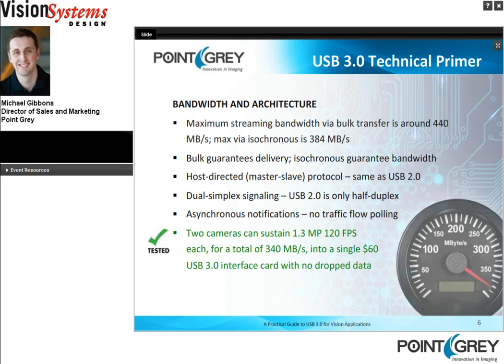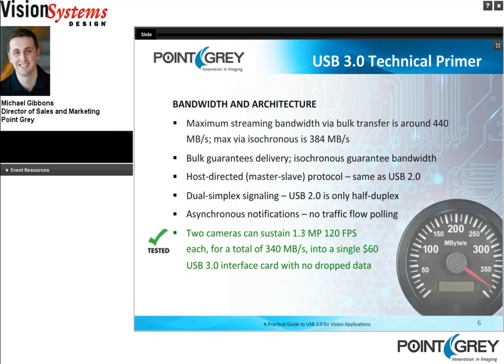It's also a host-directed protocol. This hasn't changed from USB 2. What that means is basically every transaction either goes to or comes from the master, which is typically the host computer. The host initiates all the data transfers, handles all the arbitration functions, and basically controls the whole data flow.